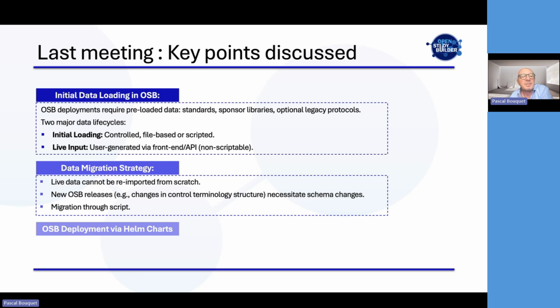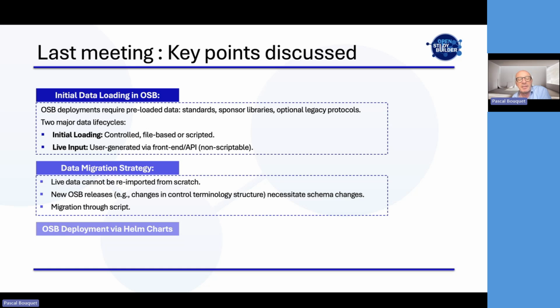As a recap, in the last meeting, and we have some meeting report notes so you can always come back to us, but I think it's already on the Slack. We discussed the initial loading in OSB, which was presented by Marius, with two topics: the initial loading, which is file-based or scripted, and then the data migration strategy when we upgrade from one release to the other.